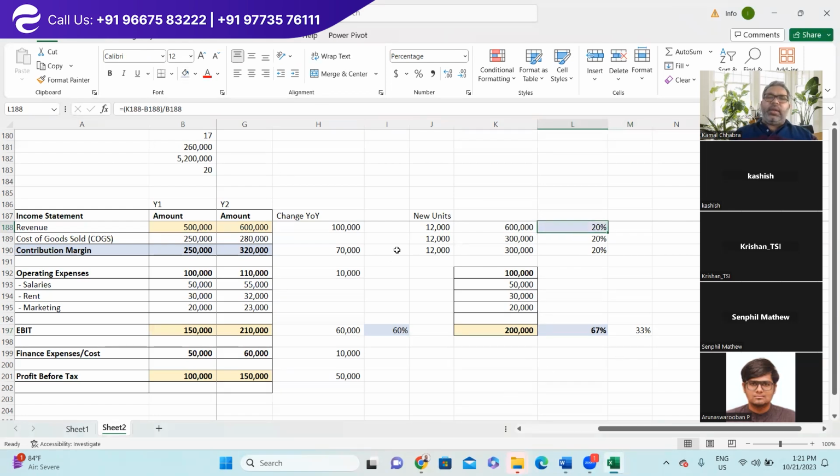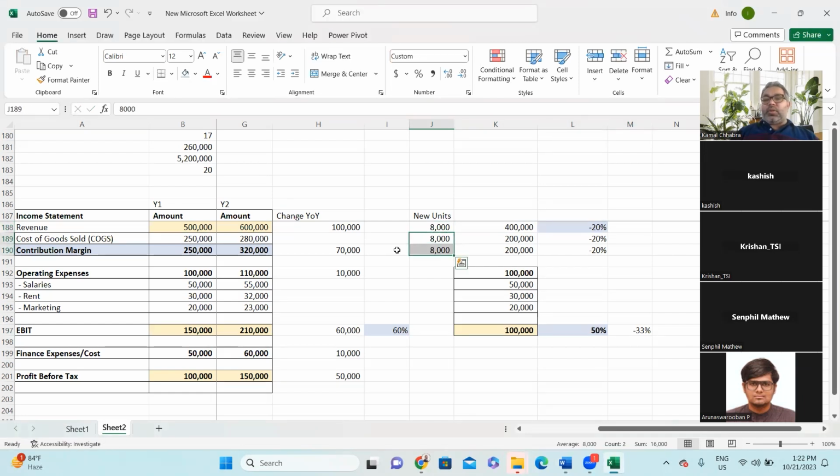Any doubt? So if the degree of operating leverage is high, that means a small change in sale will result in a bigger impact on the earning before interest and tax. If the sale is decreasing, for example, instead of 400,000 they are doing 8,000, correspondingly the decrease is also more. Decrease in EBITDA is also 33%, right? Make sense? So this is what reflects degree of operating leverage.